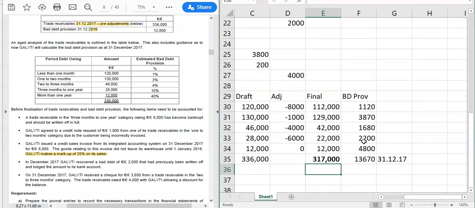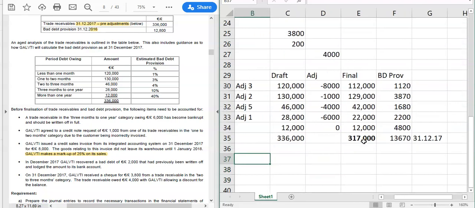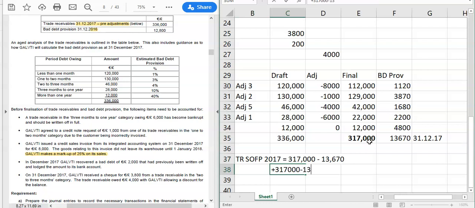Right? So remember, and you're not asked here, but for a good student, what they'll say is your trade receivables in the statement of financial position 2017, that will be 317,000, which is the updated trade receivable figure minus the full amount. So just watch if they ask you that. That's what the closing trade receivable figure will be in current assets. It will be 303,330. But they just didn't ask that here. You always show the trade receivable net of the full provision.